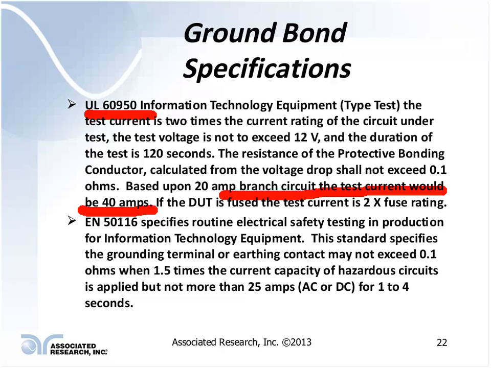The routine production line test of the European norm standard EN 50116 talks about 1.5 times the capacity of the ground circuit, but not more than 25 amps AC or DC for a period of 1 to 4 seconds. So as a routine production line test, the duration of this test is much, much smaller.